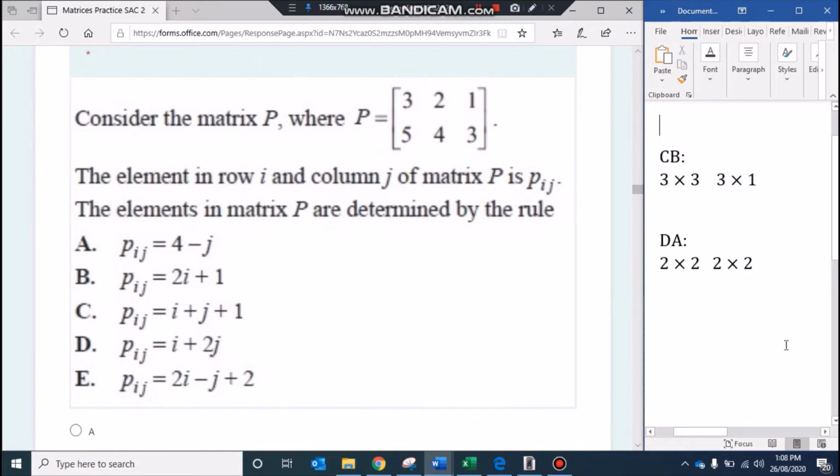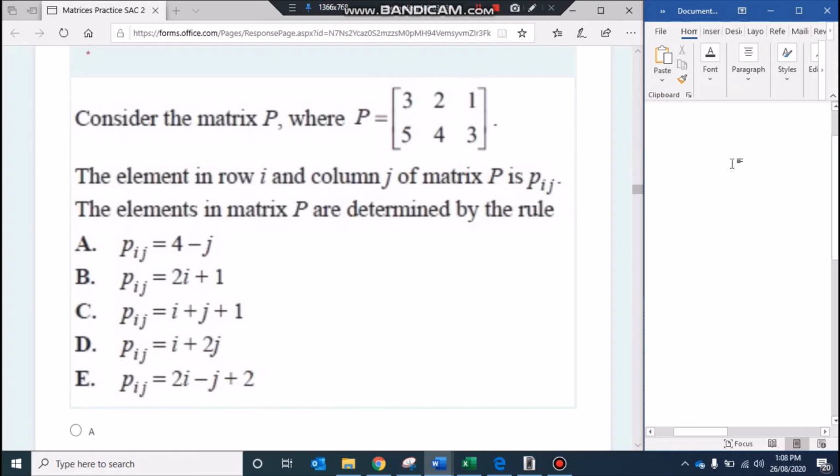We've got this matrix P, and this is the element rules type of question. So we've got the element in row i and column j is Pij. So for example, this one is in row 2, column 2. So this would be labeled as P22. So the elements in matrix P are defined by which rule?